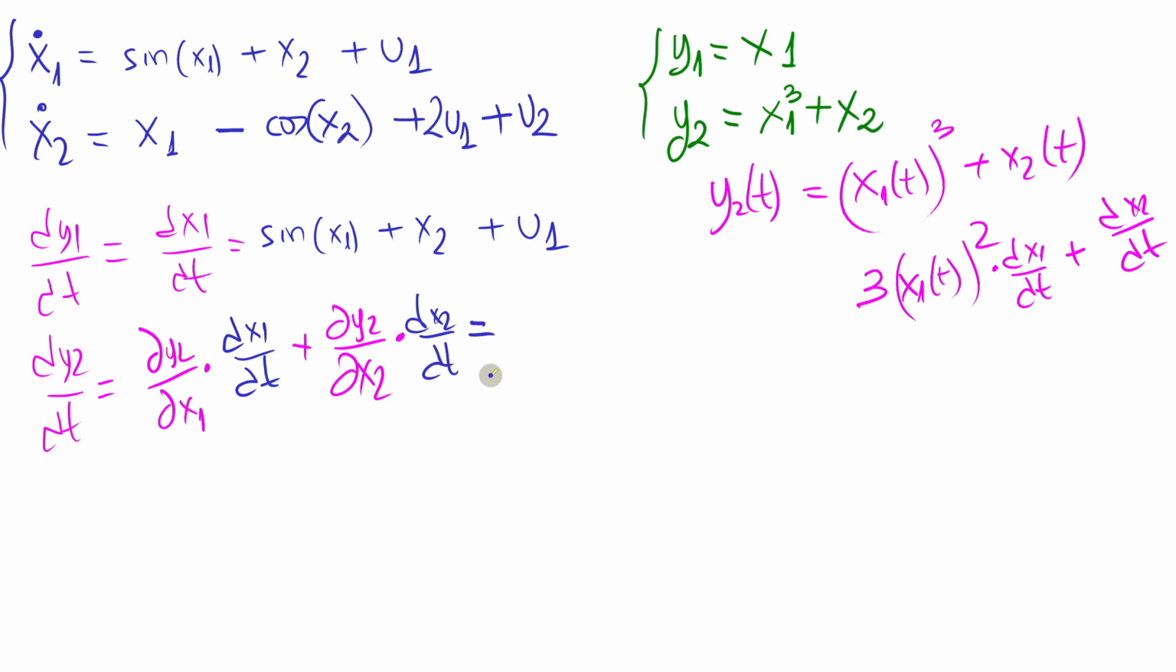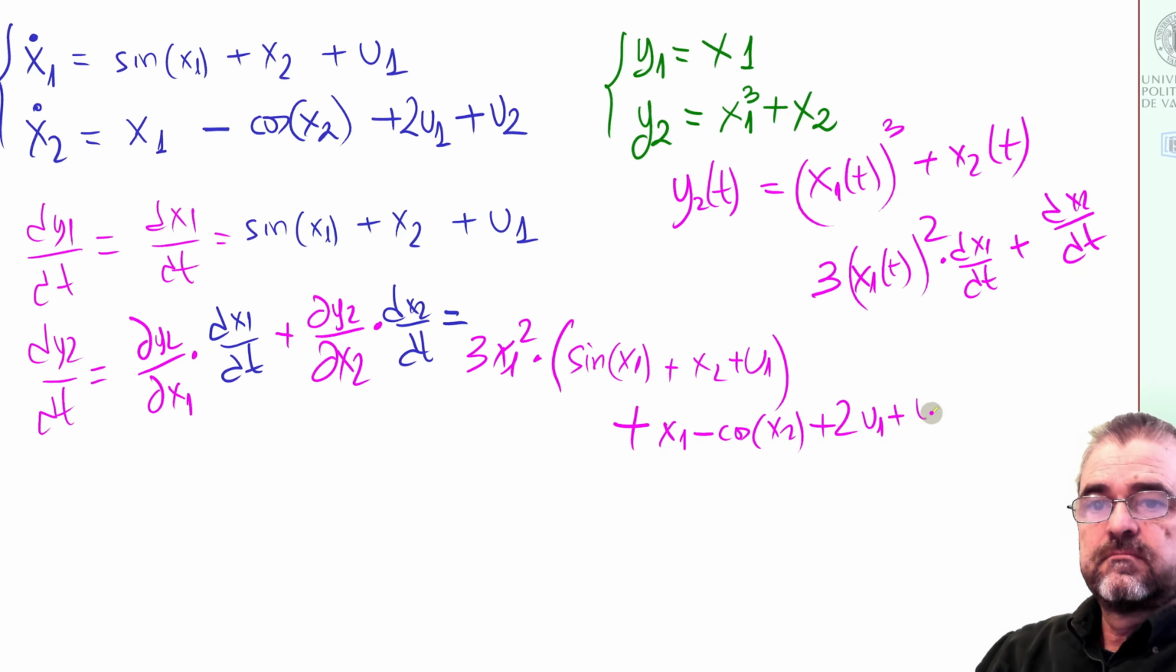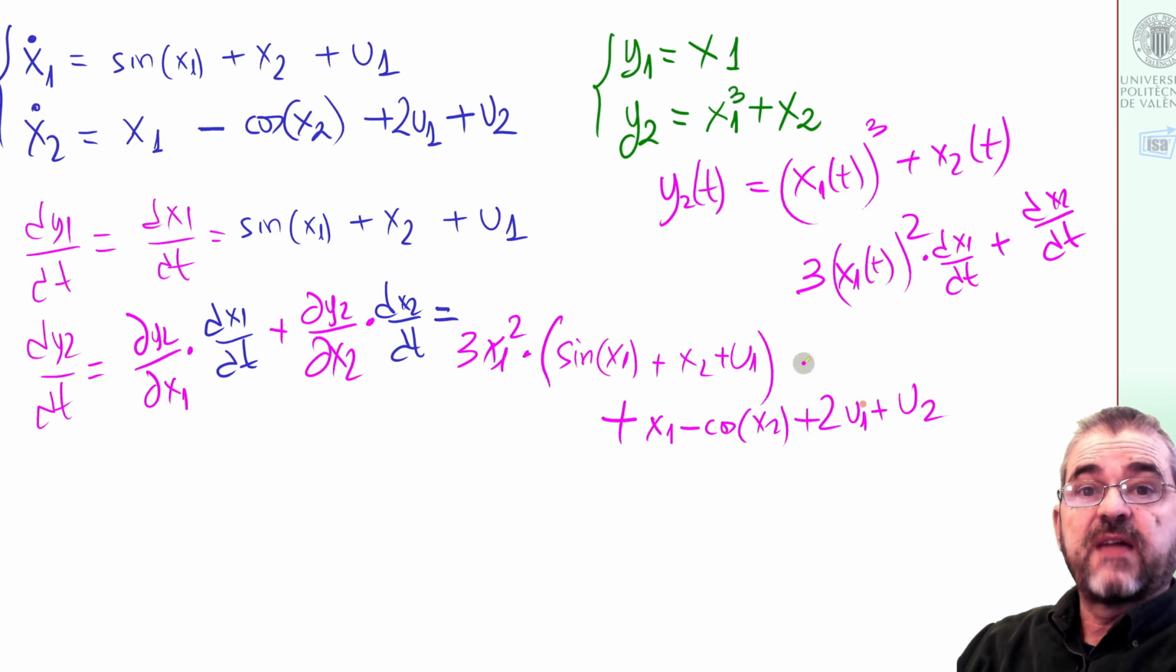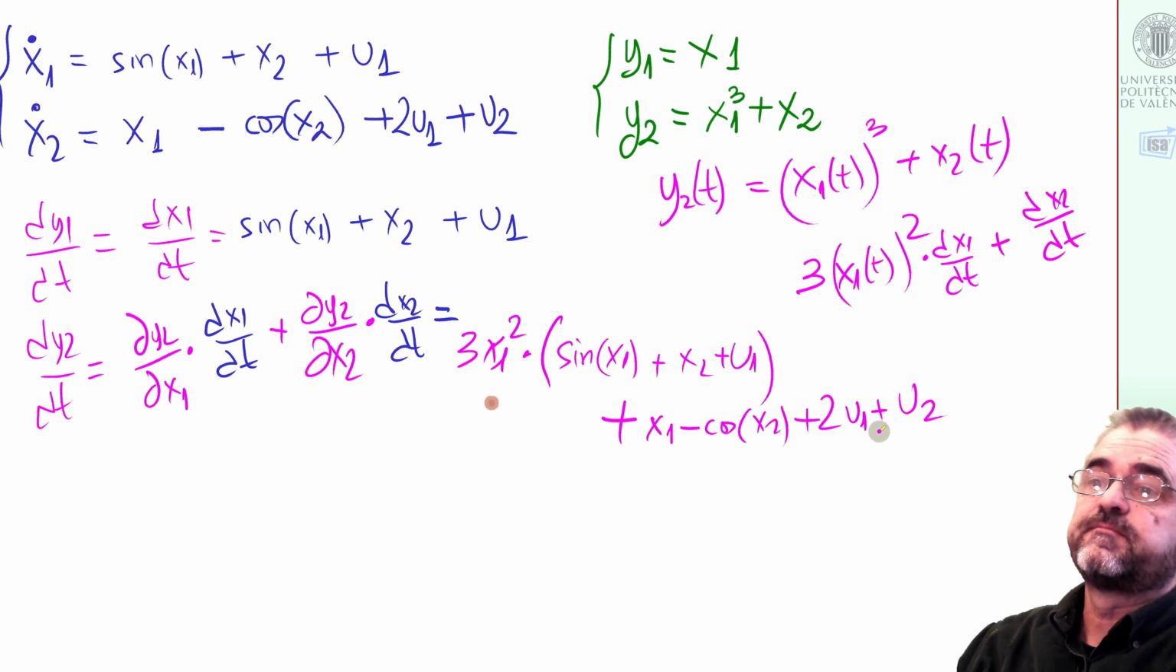So we will write this as 3x1 squared. We will, again, clean notation, avoiding to write t everywhere. 3x1 squared times this derivative of x1 plus this partial derivative is 1, of course. So I need just to copy the second state equation, and here we have the time derivative of the second controlled variable.